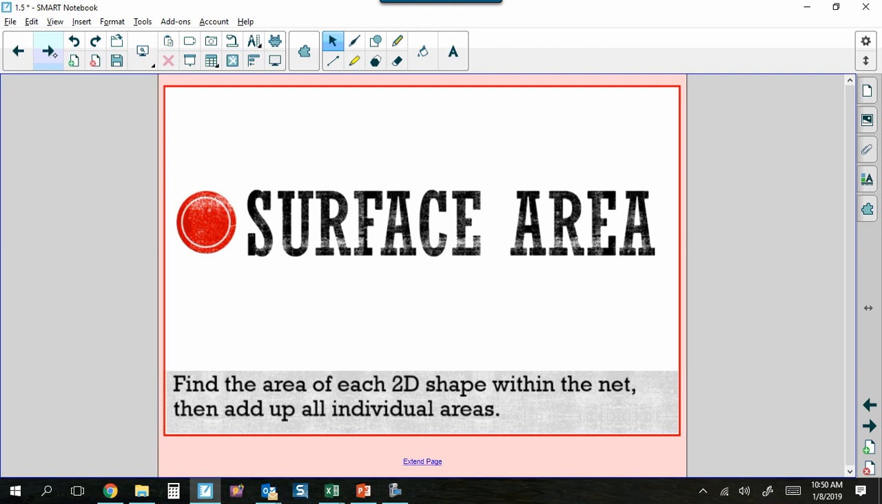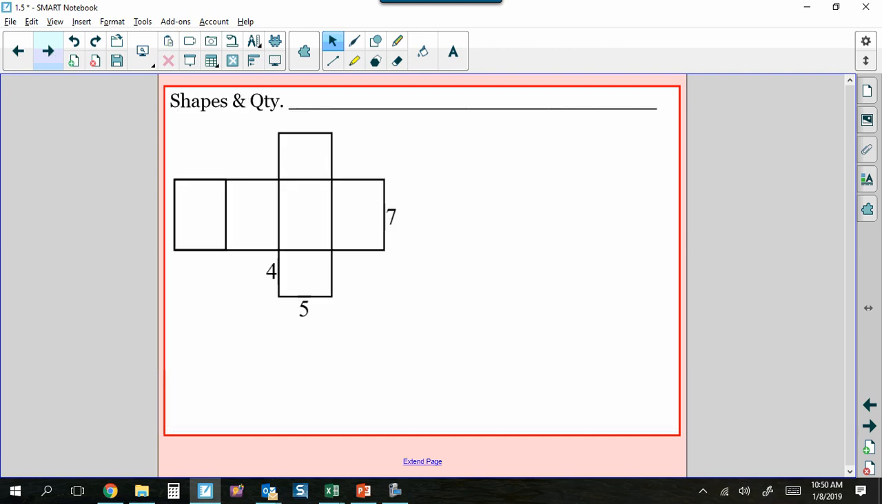Perfect. So go ahead and turn your notes over. We have 4 nets given on the back side. You guys have a table that you need to fill out. We're going to do some of it together, and some of it we're going to ask you to pause this and work it out on your own.